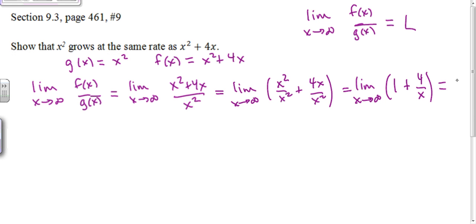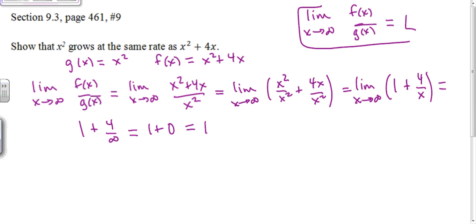Now I can substitute in. And when I substitute in, I'm going to get 1 plus 4 over infinity. And 4 over infinity is going to give me 0. So I'm going to end up with my limit being equal to 1. And this is a non-zero constant, which means I've satisfied my criteria up here. And that tells me that x squared grows at the same rate as x squared plus 4x.